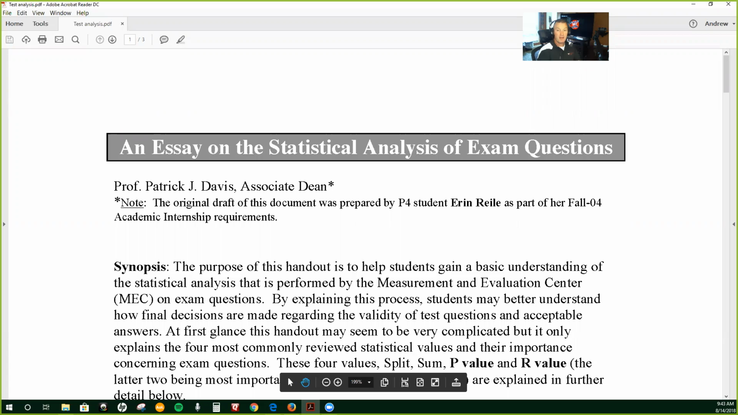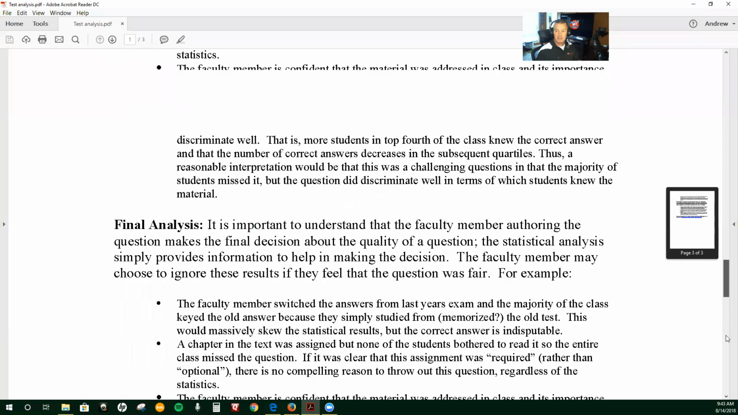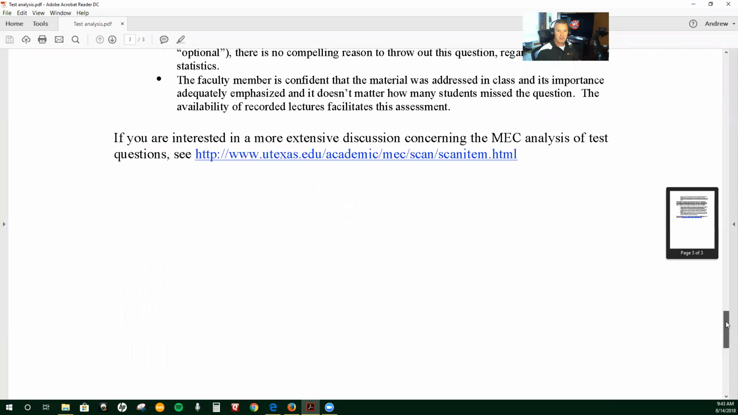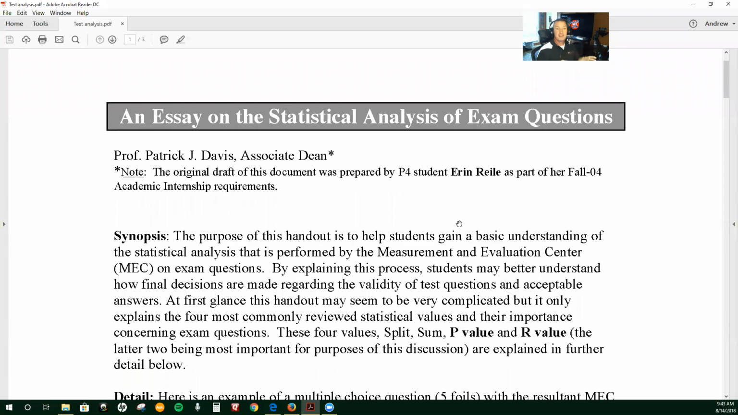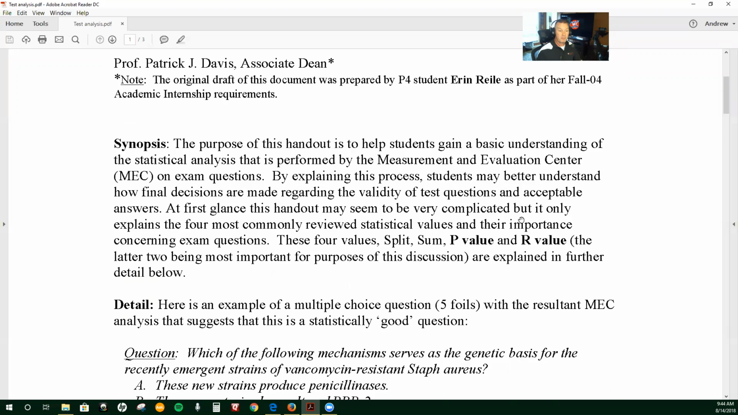Now, just so you know, this essay that I'm using as the basis is not my original work. It was produced by Patrick Davis, the Associate Dean of University of Texas, I believe, and it might have actually come from the School of Education, it looks like. This is Erin Reile's work. I'm just going to go over it, and no, I'm not going to read it to you. This handout is available to you in the file section of this Canvas course.